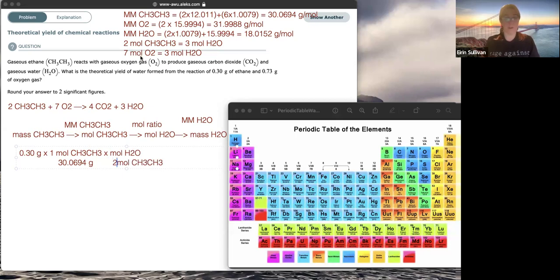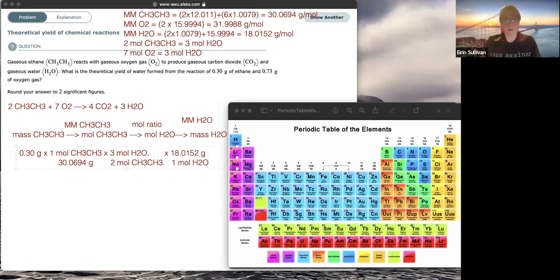So from our mole ratio, we worked out it was 2 moles of ethane to 3 moles of water. That is a much better approach than just being like, oh, do I times by 3 and divide by 2, or do I times by 2 and divide by 3? If you use your dimensional analysis correctly, you won't need to guess, will you? Because you'll just know. And then finally, we want moles of water to cancel out and to be left with grams of water, using the molar mass of water as a conversion factor.